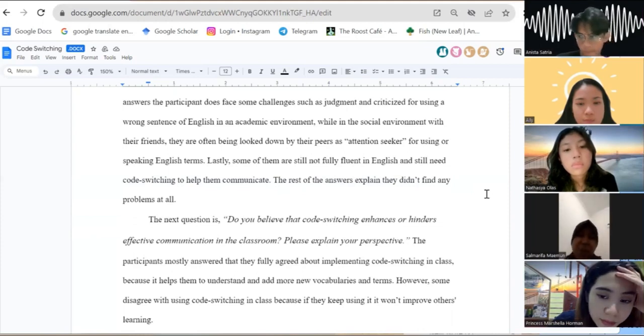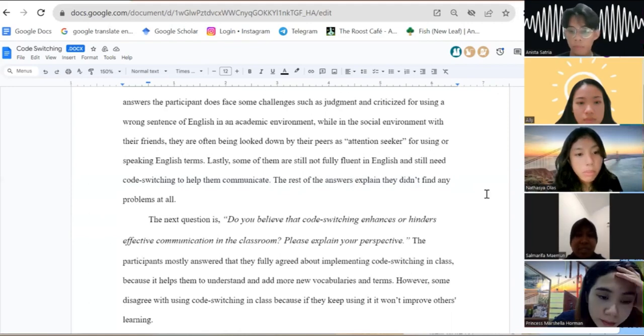And lastly, some of them are still not fully fluent in English and still need some code switching to help them understand and communicate better. The rest of those answers said they didn't find a problem at all.